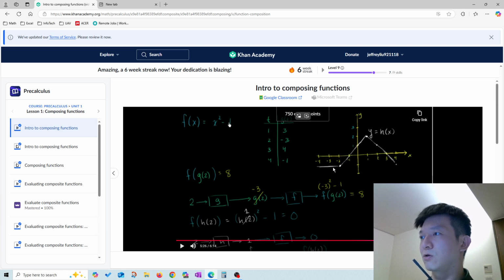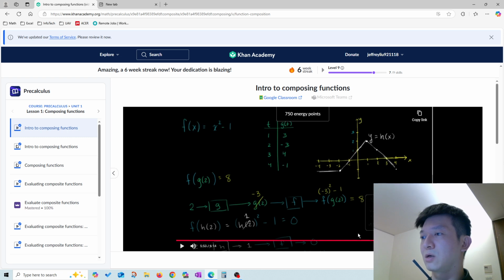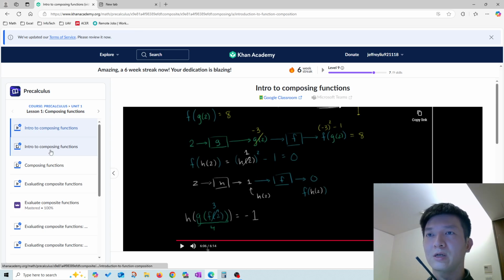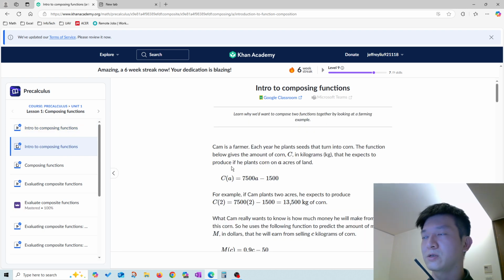So we got 4, so we find the 4, and that seems to correspond to our y in this graph, which is h of x, the -1, right? So you just plug in this value here. This 4 corresponds to -1. So supposedly this will be -1, okay? So that's our introduction to composing functions.